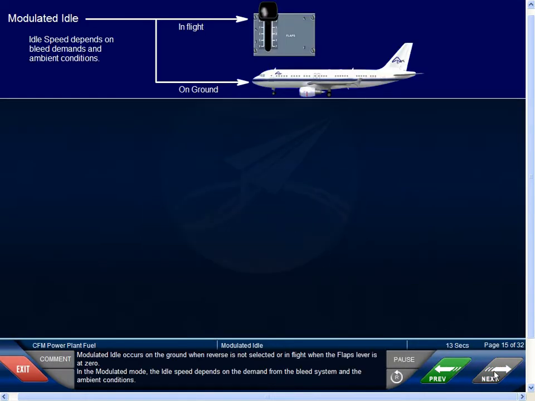Modulated idle occurs on the ground when reverse is not selected, or in flight when the flap lever is at 0. In the modulated mode, the idle speed depends on the demand from the bleed system and the ambient conditions.